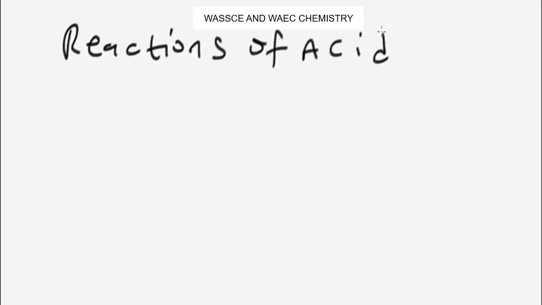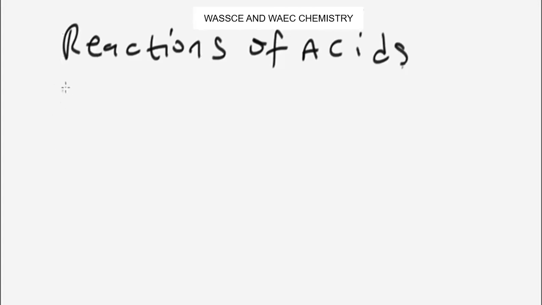Okay, so we're looking at reactions of acids. Now let's begin with the neutralization reaction, in which acids react with either metal oxides or metal hydroxides, which are bases, to form salts and water only. So metal oxides or metal hydroxides are bases. Either of the two, when they react with acids, form salts and water only.